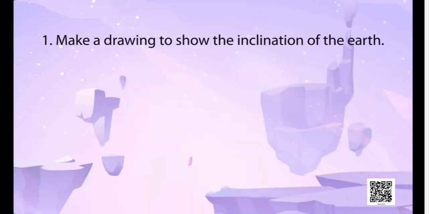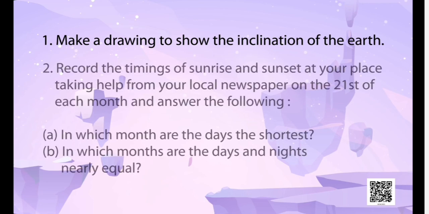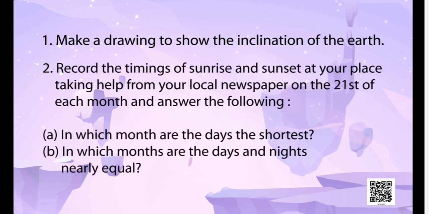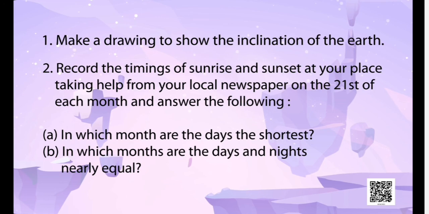Now students, you have to do something on your own. Number 1. Make a drawing to show the inclination of the earth. Number 2. Record the timings of sunrise and sunset at your place, taking help from your local newspaper, on the 21st of each month, and answer the following. A. In which month are the days the shortest? B. In which months are the days and nights nearly equal?